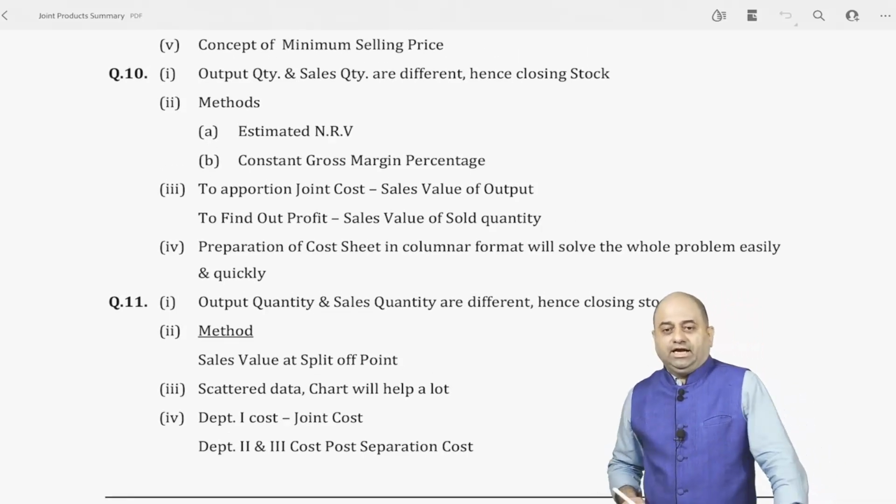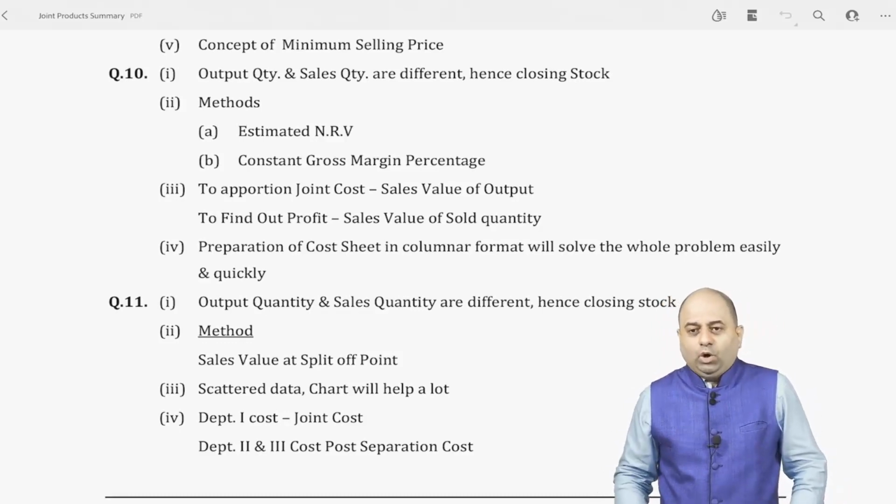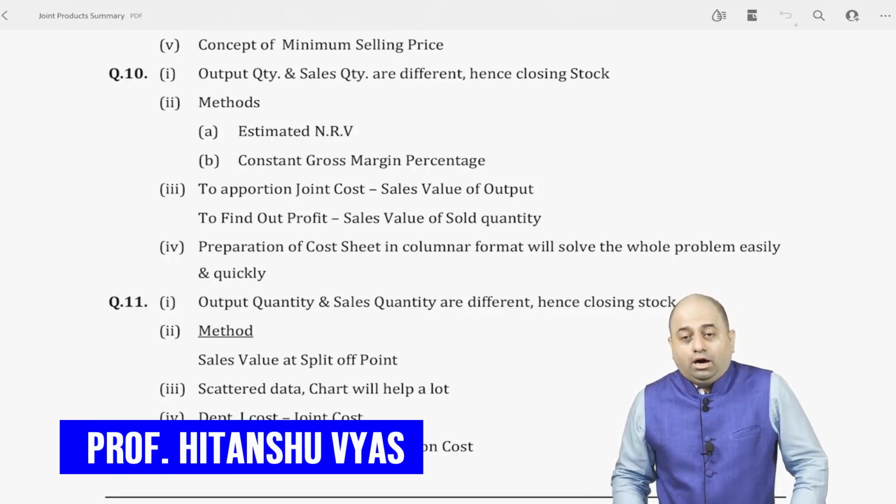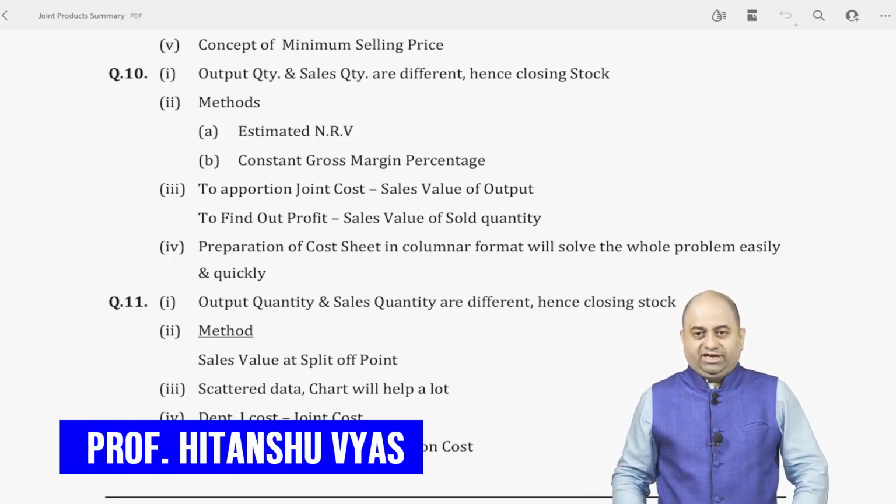That's it, guys. This clarifies all the points of every question. I end the discussion of joint products and byproducts over here.